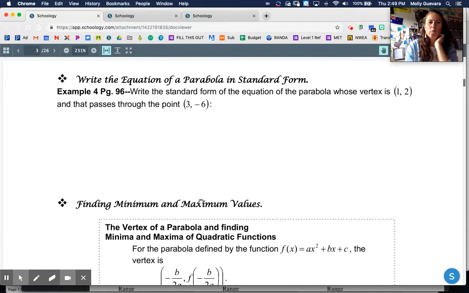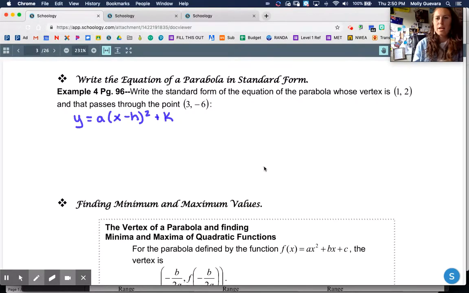Example 4 says, write the equation of the parabola in standard form. So write the standard form of the equation whose vertex is 1, 2, and that passes through the point 3, negative 6. So first of all, let's remind ourselves of the standard form. So there's our standard form. And I'm given a lot of information here. A vertex tells me that it's my h and my k. And then a point tells me it's my x and my y.